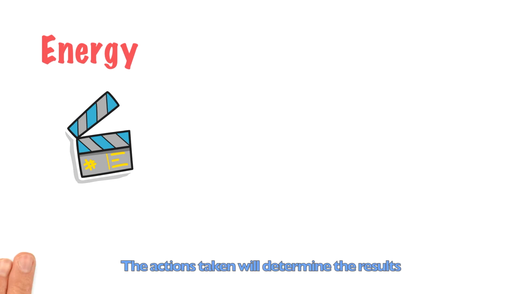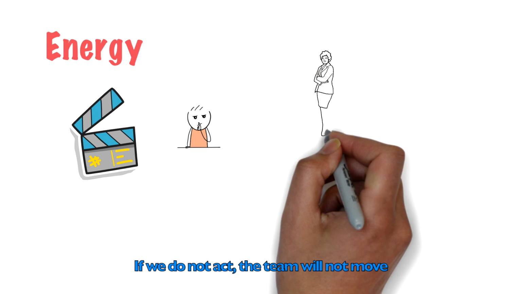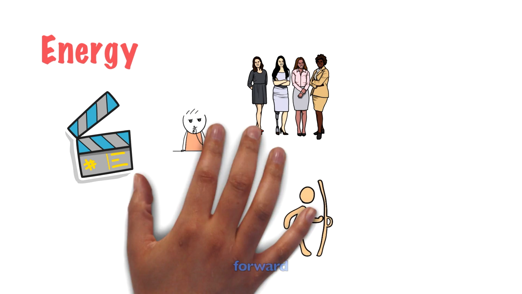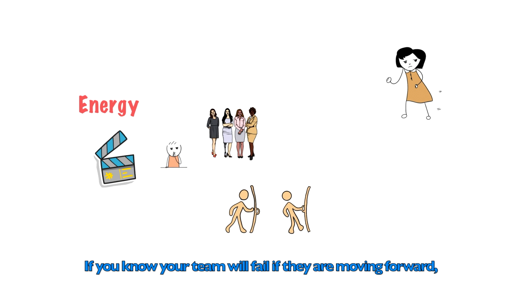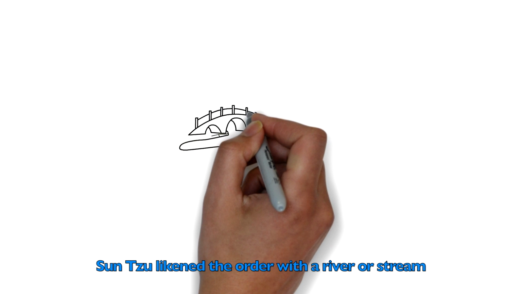Energy. The action taken will determine the result. Do not just stay quiet. If we do not act, the team will not move. There are 2 directions, forward and pull. If you know your team will fail while moving forward, pull them out. Sun Tzu likened the order to a river or stream.